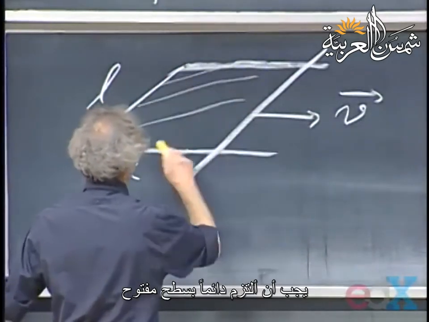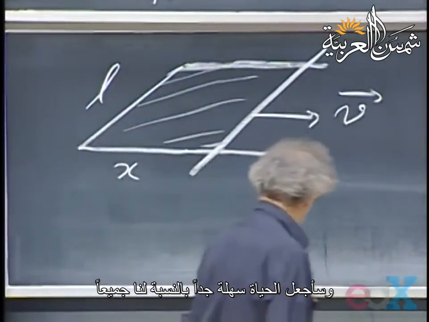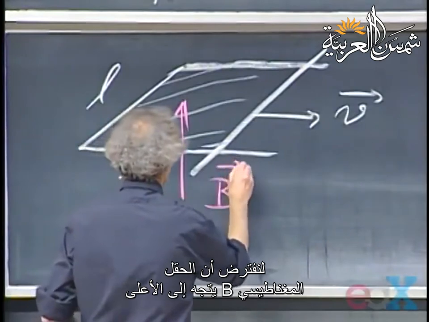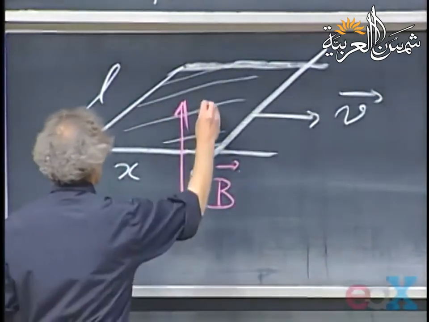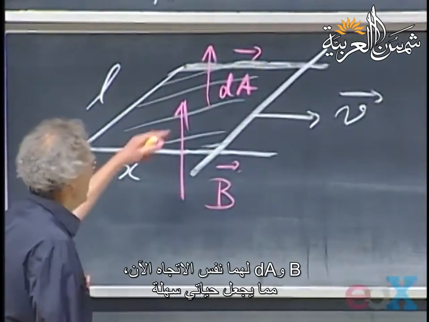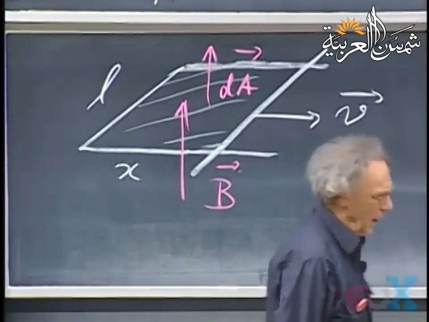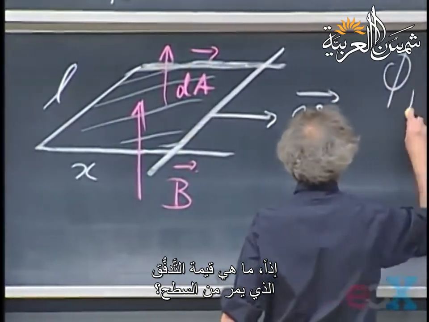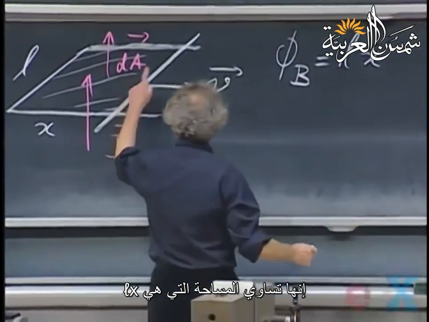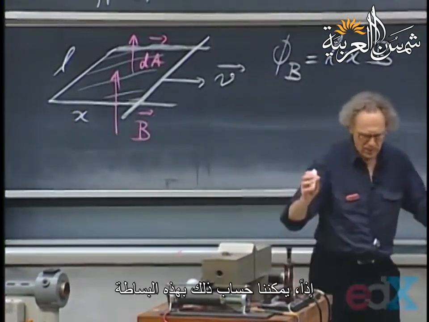My surface that I'm going to choose, I always have to commit to an open surface, is a flat surface. And I'll make life very simple for all of us. Let's assume that the magnetic field is going straight up. Let my dA, perpendicular to the surface, be straight up. B and dA are in the same direction now. Makes my life simple. And so what is the flux now going through my surface? Well, that's the area, which is Lx, times the magnetic field, which I will assume is uniform throughout this surface. So as simple as you can have it.